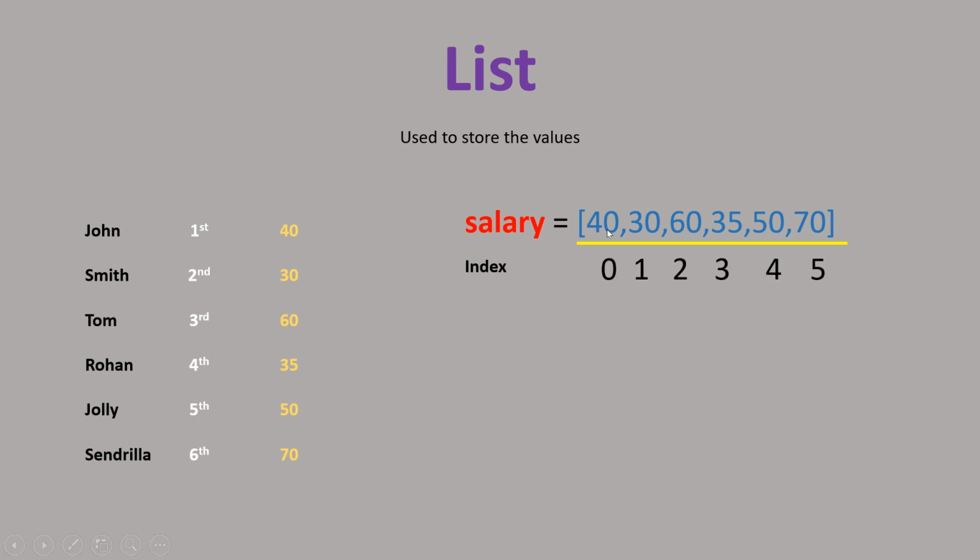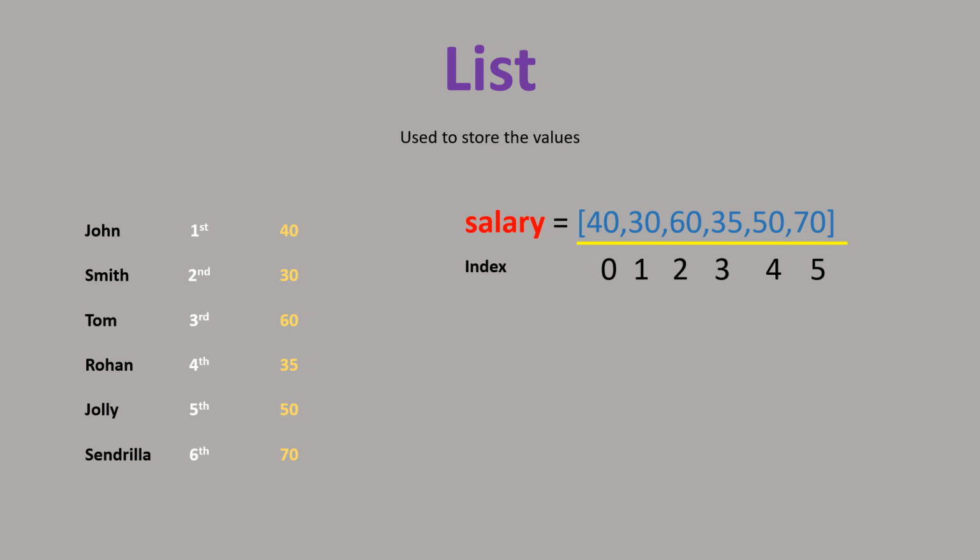So if you see, first element is at 0th position, then second one is on first, then third one is on second, and so on. So it starts from 0. This is something which needs to be noted over here, and you need to memorize this particular thing.